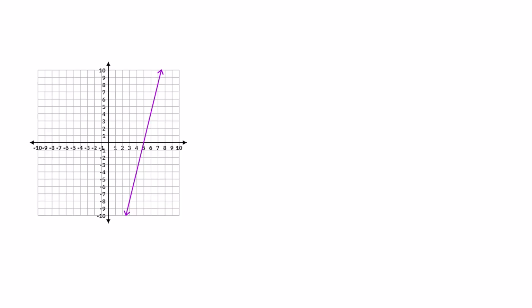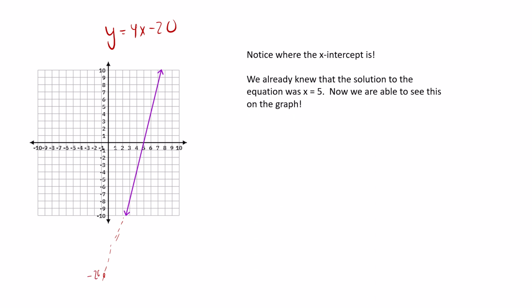All right, so that's what the graph looks like. So that is the graph of the equation y equals 4x minus 20, and the y-intercept is negative 20, and you can tell if the line kept going down, your y-intercept would be down there at the negative 20. Now notice where the x-intercept is. X-intercept is right there. Okay, and that number should look a little familiar to you. We already knew that the solution to the equation was x equals 5 because we went and figured that out. Now we're actually able to see it on the graph. If you look at where the x-intercept is, it's equal to 5.